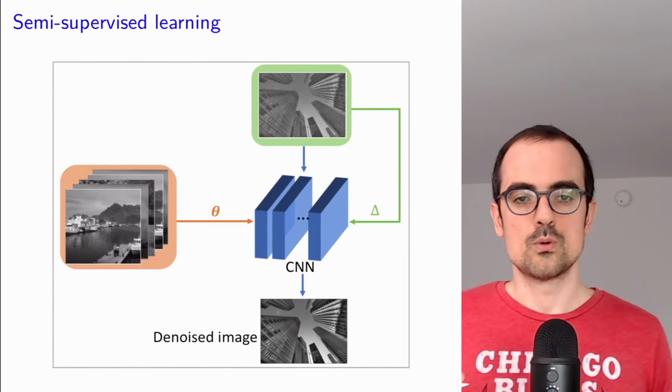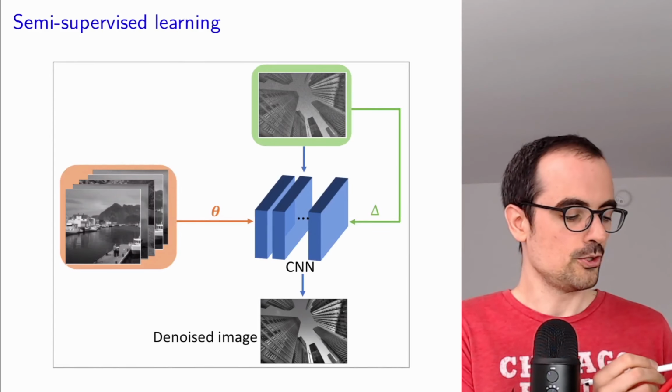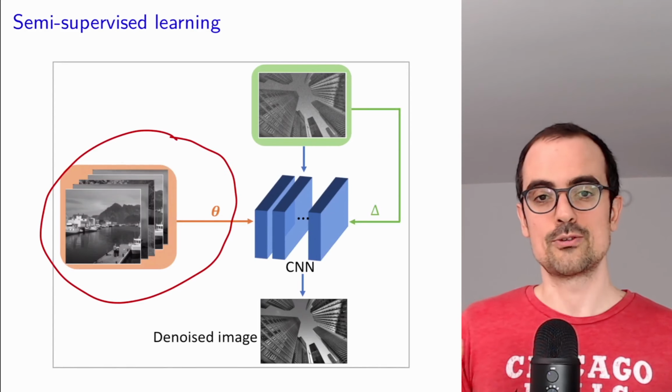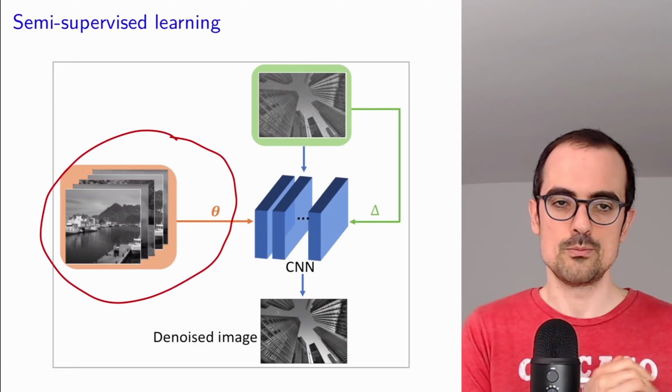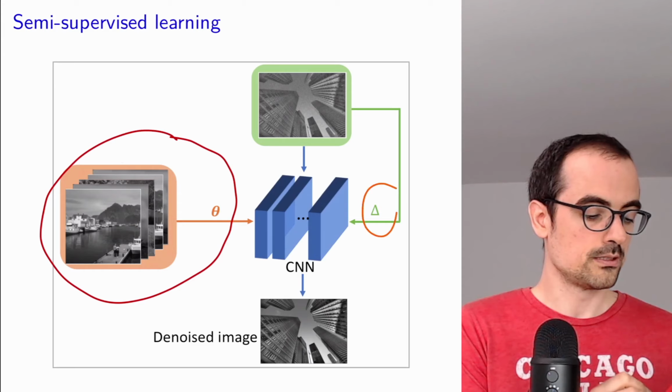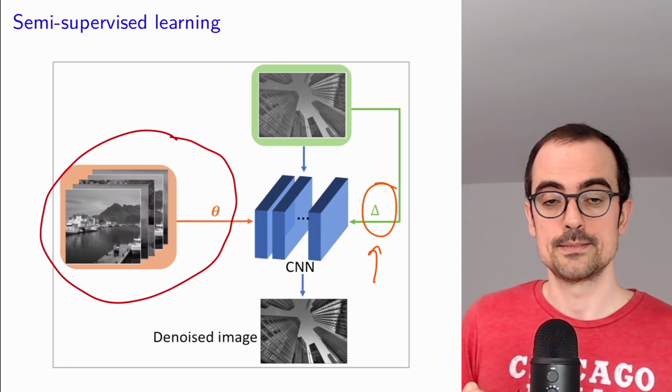So what we thought of was combining these two paradigms, using a lot of simulated data to pre-train the neural network, if you want, using the simulated cost function, and then after that, fine-tuning the network with real data.